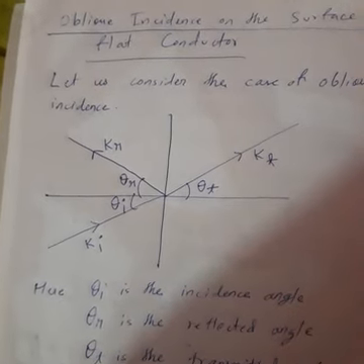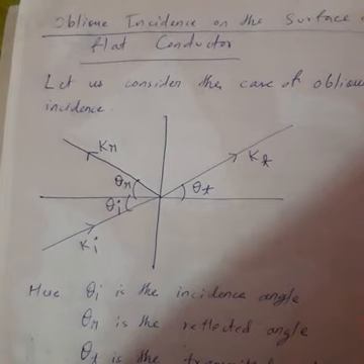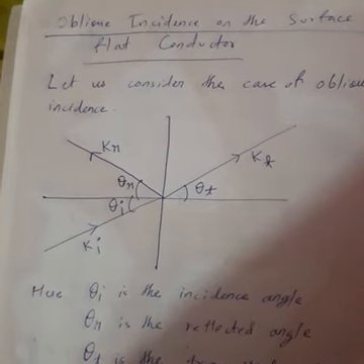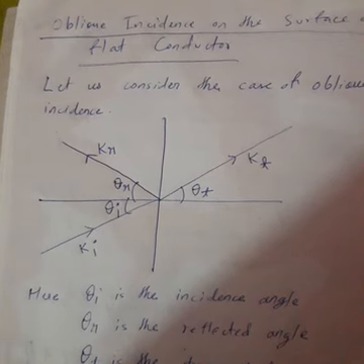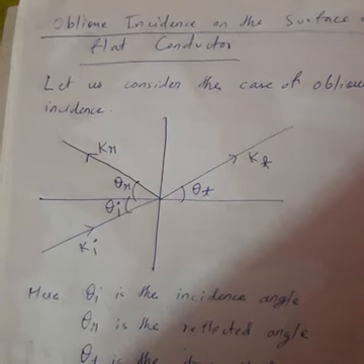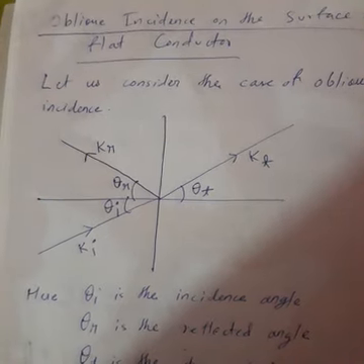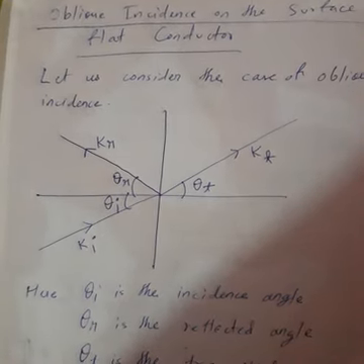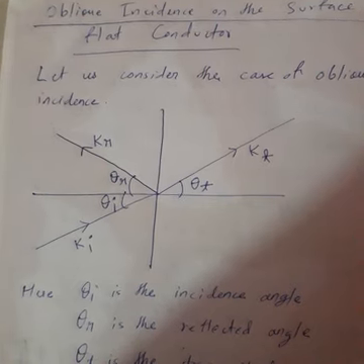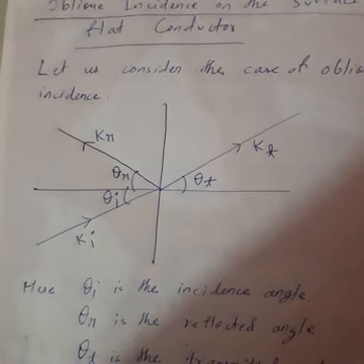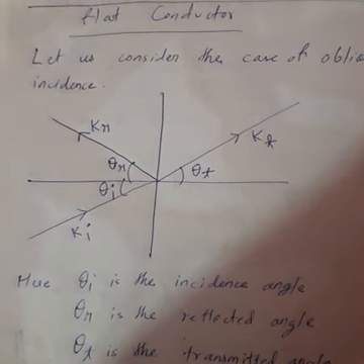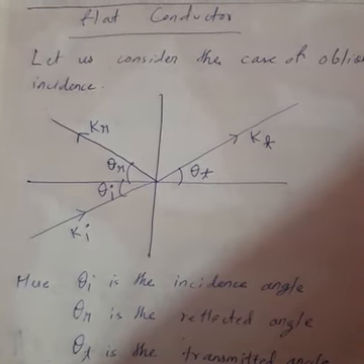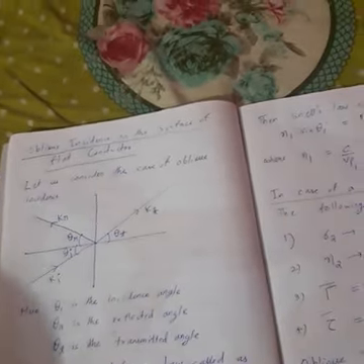Now you look here, the incident wave is making an angle theta i. Similarly, the transmitted wave is making an angle theta t, and the reflected wave is making an angle theta r. So theta i is the incidence angle, theta r is the reflected angle, and theta t is the transmitted angle. Now let us look at what will happen in case of a perfect conductor.